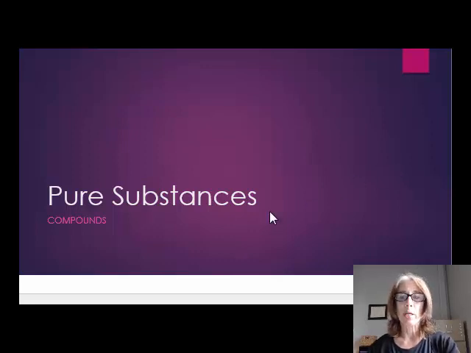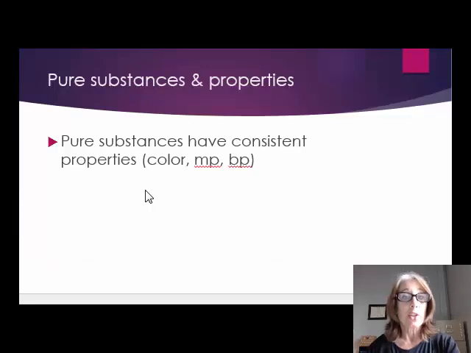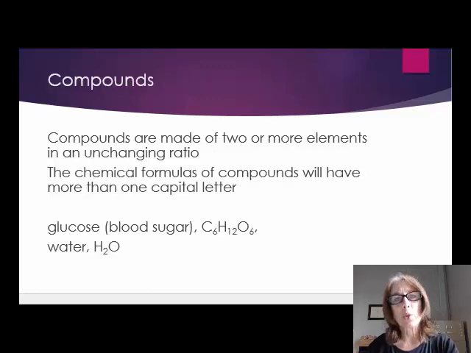We're going to continue talking about pure substances as we consider compounds. Just a reminder, pure substances have consistent properties such as color, melting point signified by MP, and boiling point signified by BP. Compounds are made of two or more elements bonded together in an unchanging ratio. The chemical formulas of compounds will always have more than one capital letter.